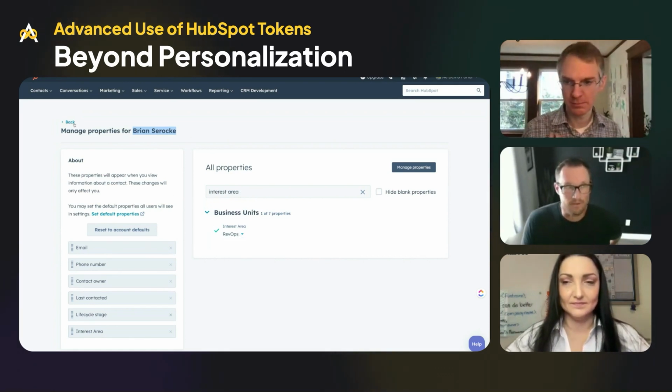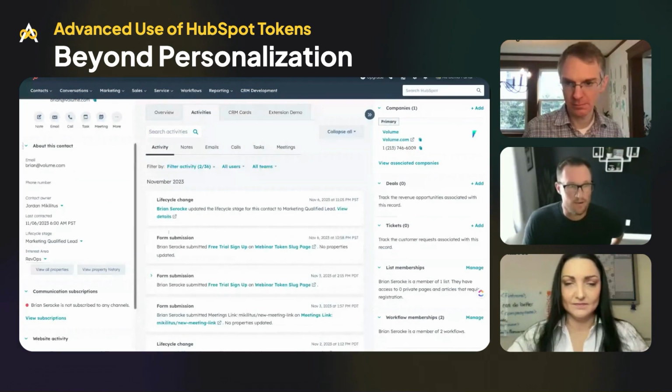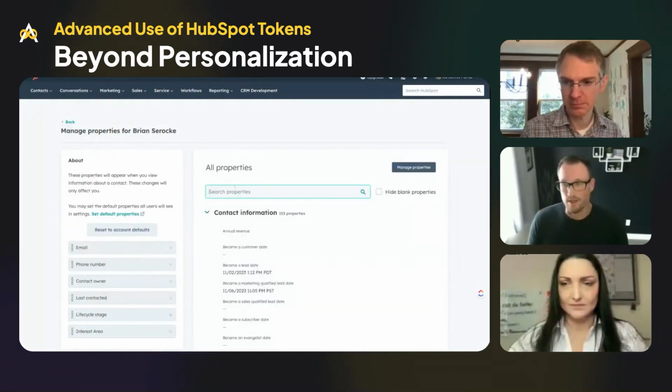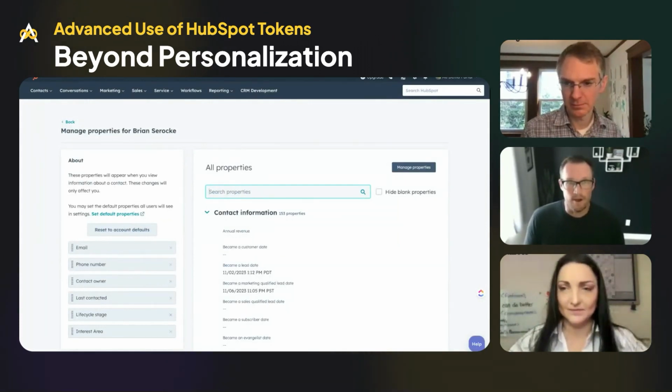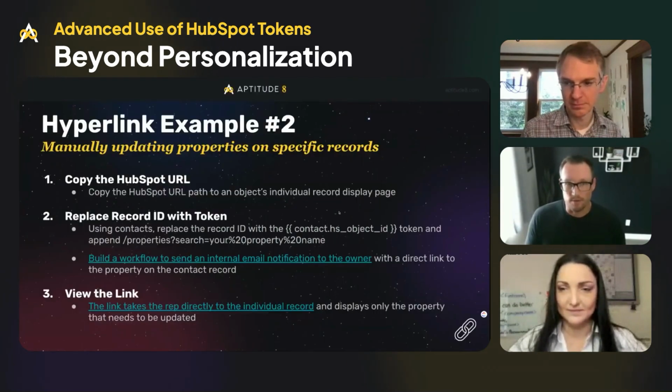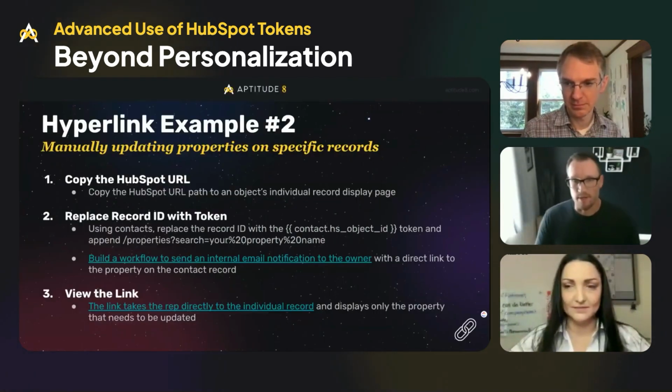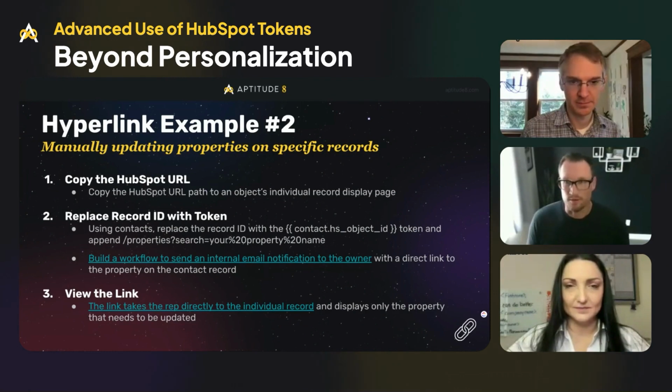So no longer am I waiting for a rep to get here, understand how to navigate this page, view all properties, go search for interest area, right? You can take them directly to it, and it's going to help you streamline manual data input. Now, obviously, this is happening on an individual record basis, so you want to consider that. But this use case came up, and I want to make sure that we shared it with you guys because this is something that we've seen happen in the past and can be really helpful to drill down into a specific property on a specific record.